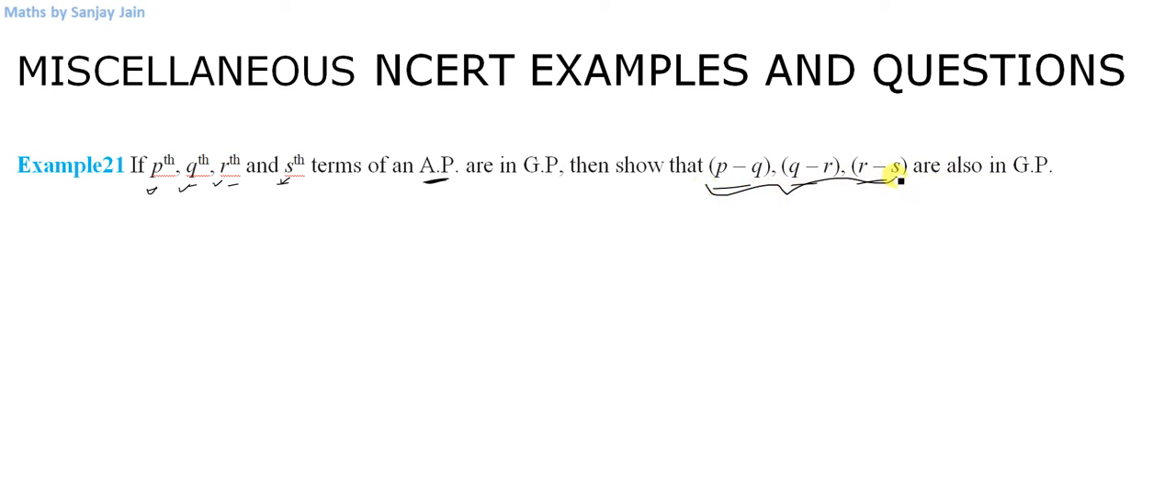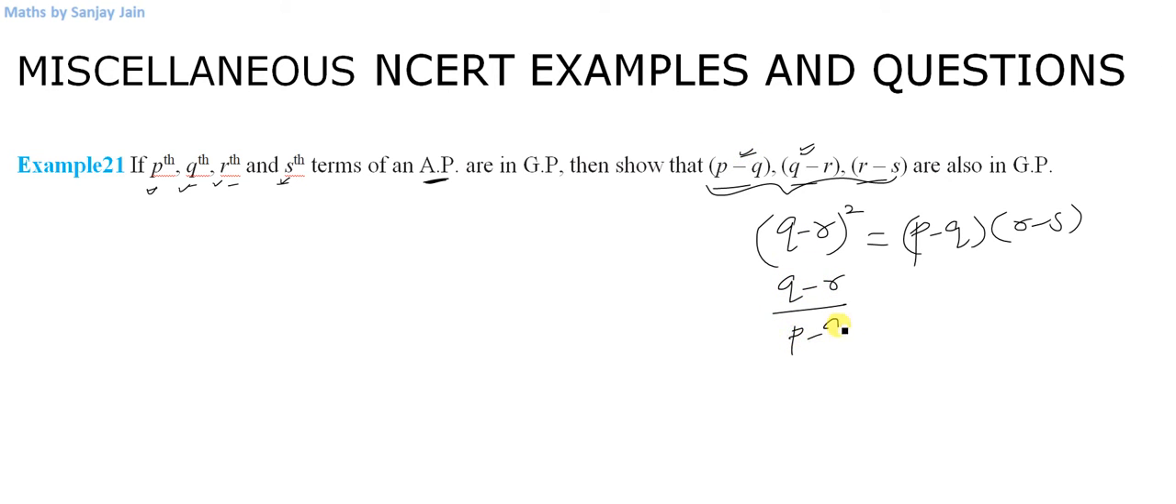So these are three numbers or three terms that we need to show are in GP. So it would be enough to show that (q minus r) squared is equal to (p minus q) into (r minus s). Or in other words, you can say this term divided by this term, that is second term divided by first, should be equal to third term divided by the second, and it will be equal to some common ratio, right? This is what GP is. So we need to show this relation for them to be in GP. All right, so let us start the question.